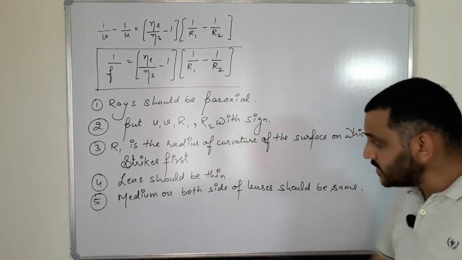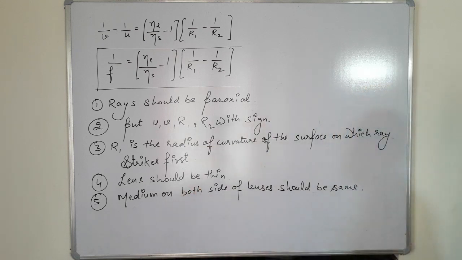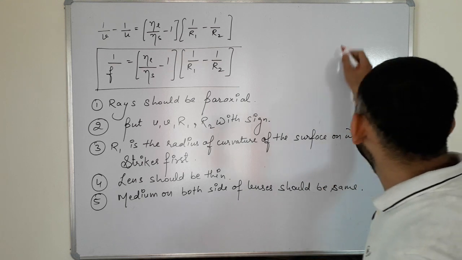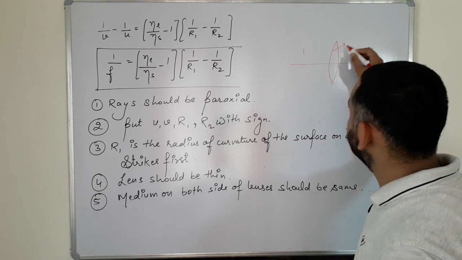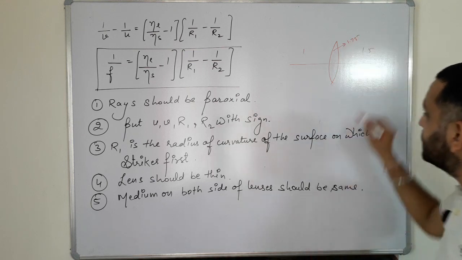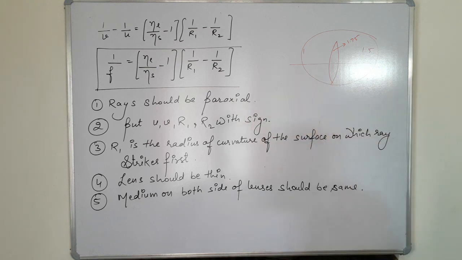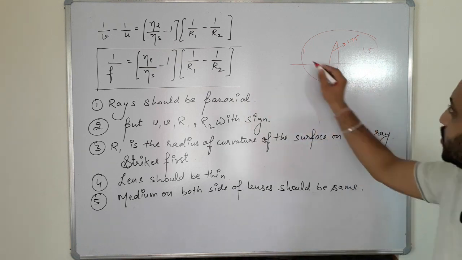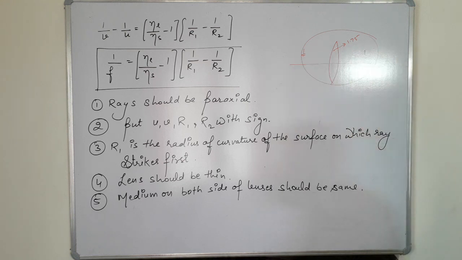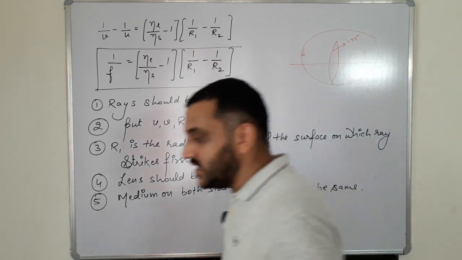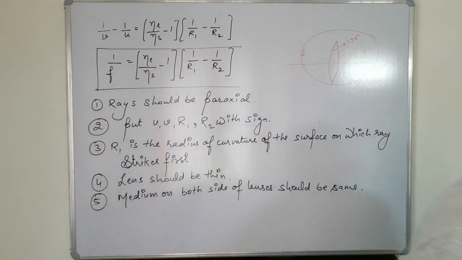After that, most important point, that medium on both sides of lenses should be same. Means suppose we have a lens and the medium here is 1 and here it is 1.5, refractive index suppose 1.75. So for this kind of situation, this formula will not be valid, because at both sides of lenses medium should be same. That means the refractive index must be same. Okay, so these are some of the points which you have to keep in mind while using this particular expression. You can note these points also.